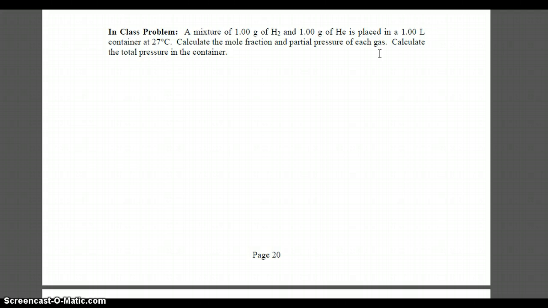So the first thing I want you to do is figure out what the mole fraction is. Remember that's just the partial number of moles divided by the total number of moles for each element. So you should have a mole fraction for hydrogen and a mole fraction for helium. You can find the number of moles of each gas by converting from grams to moles, and then you can do your division there. So pause the screencast for a second and take a moment to find the mole fractions for each gas.